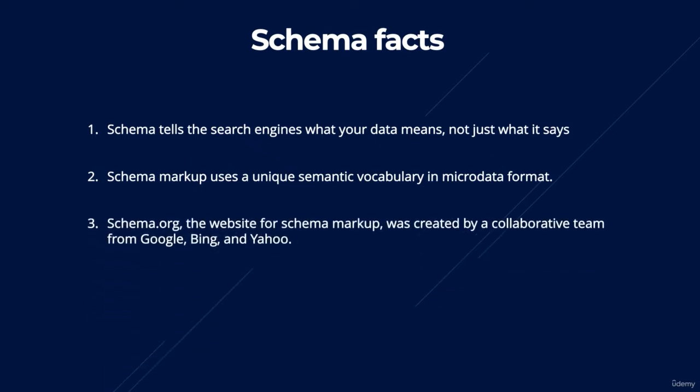The third, Schema.org, the website for schema markup, was created by a collaborative team from Google, Bing, and Yahoo. It's not too often that competitors come together to help each other out, but Schema.org is exactly that kind of inter-industry collaboration. As a result, what you have is an agreed upon set of code markers that tell major search engines what to do with data they find on your website.